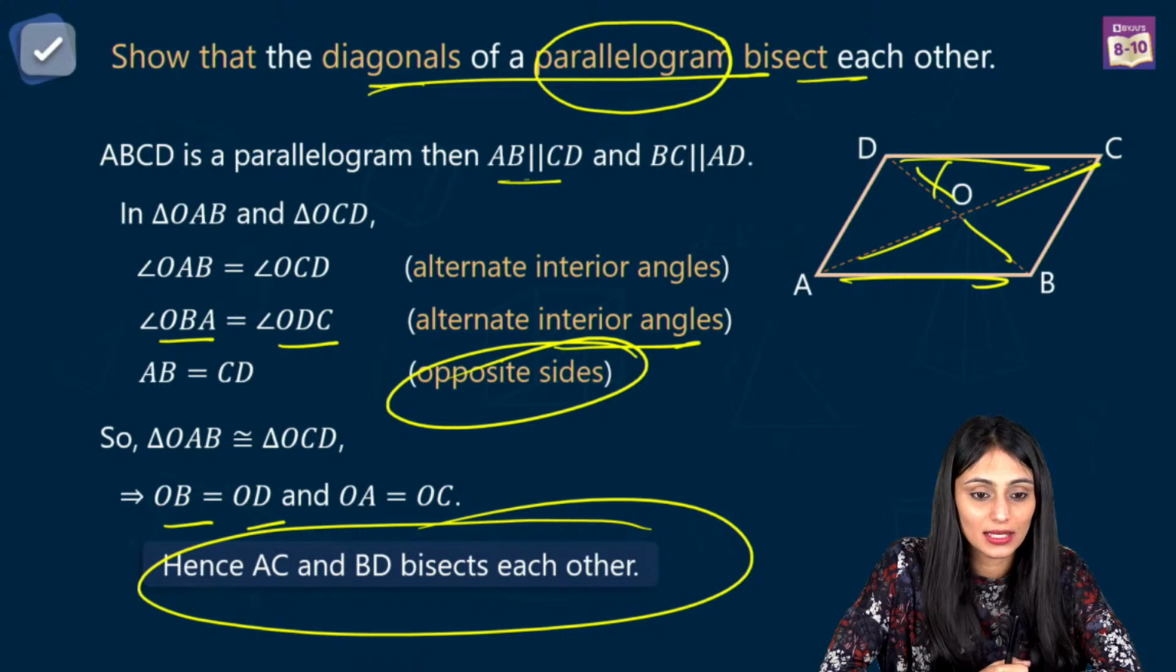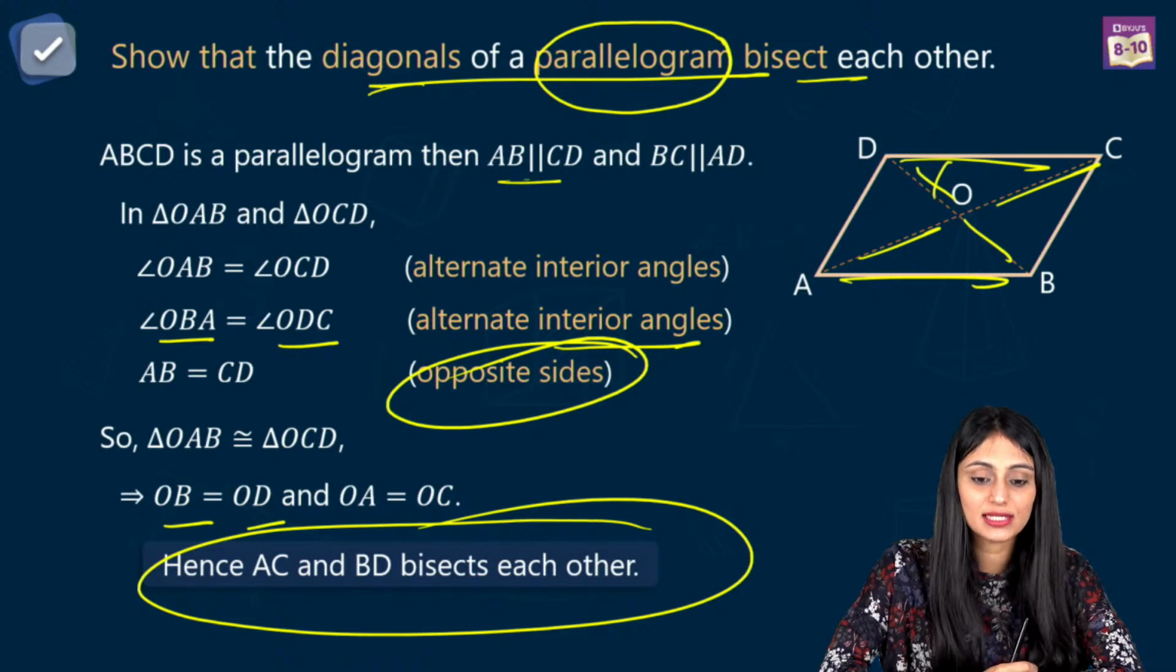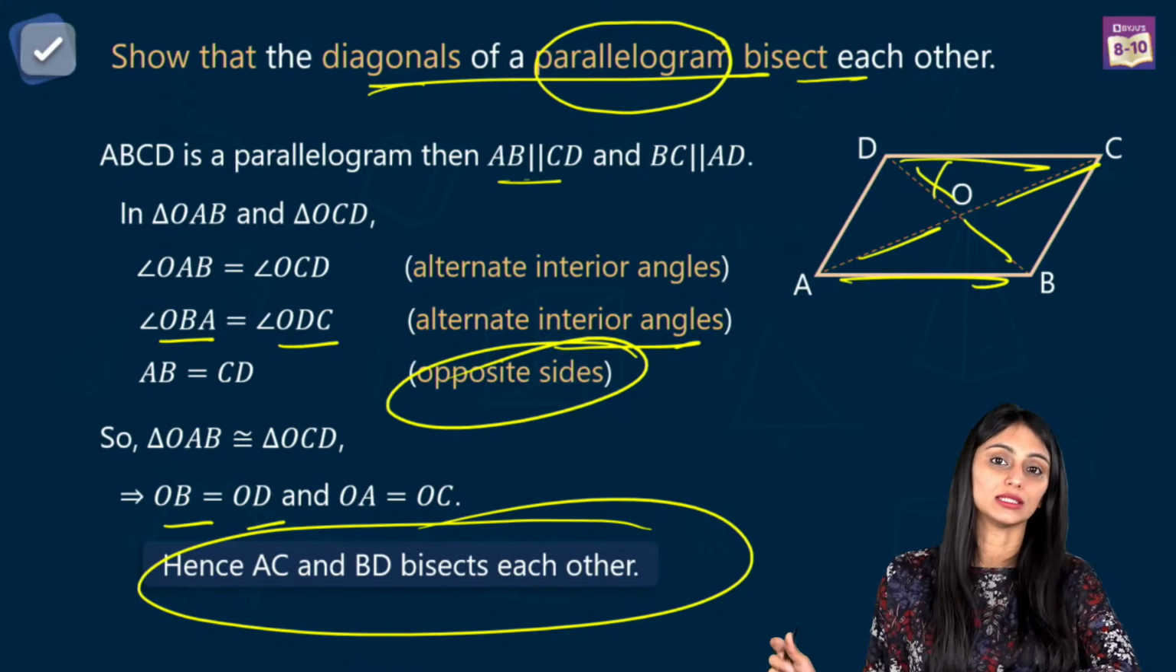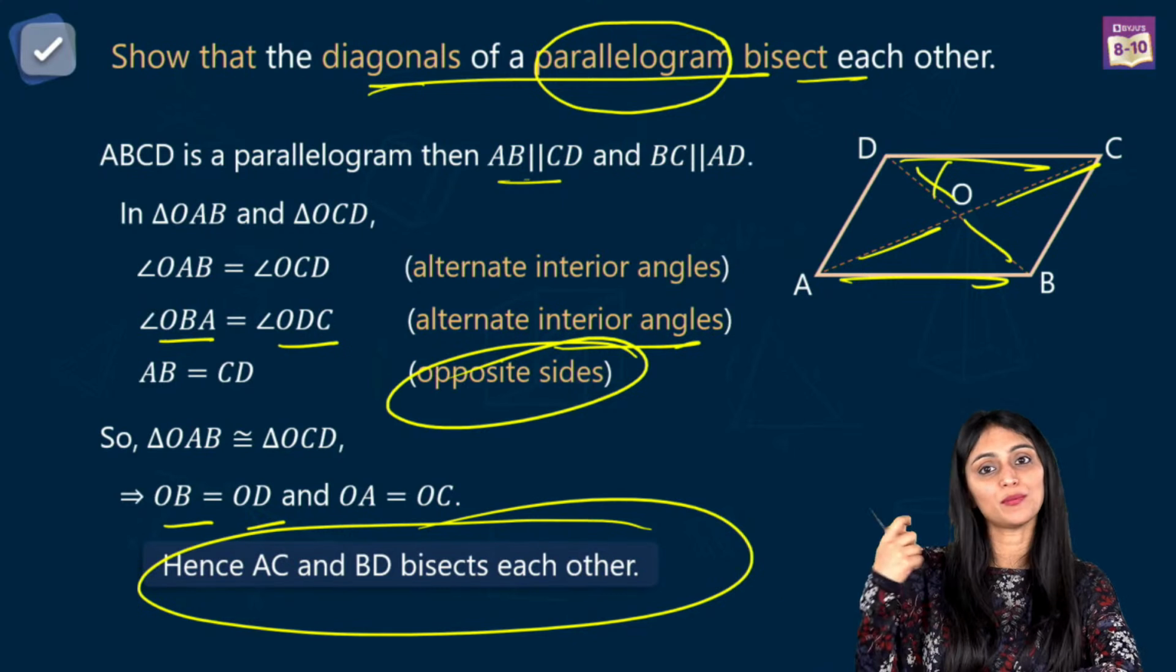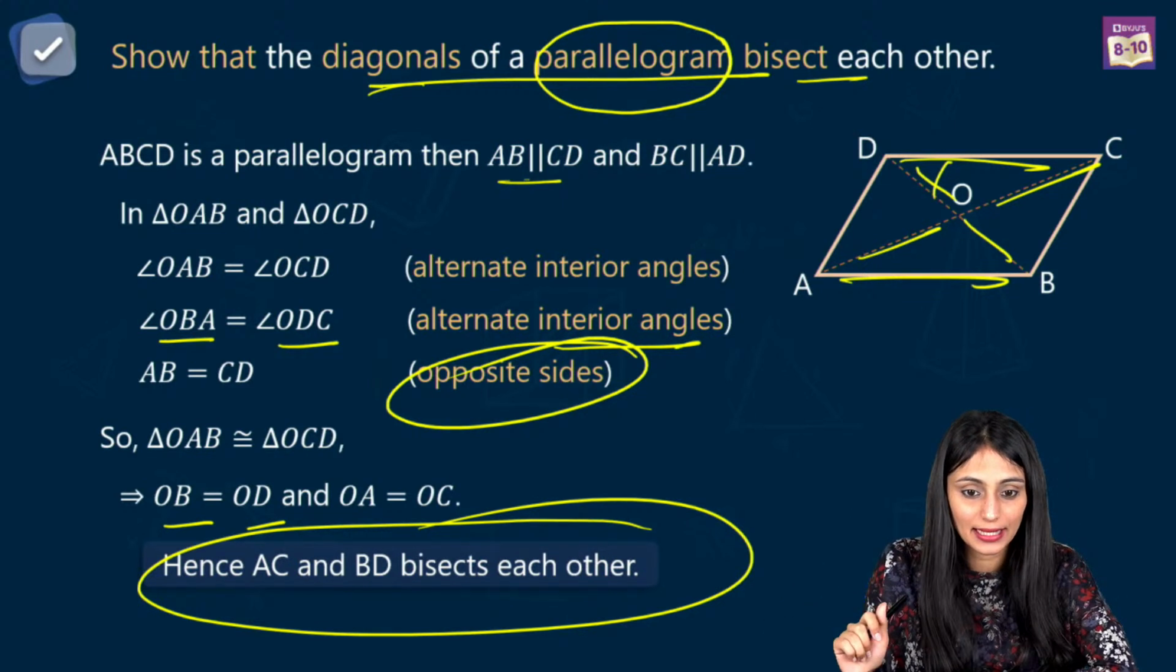Yes, Manimala, ASA. Yes, ASA congruency rule. Alright, so is this clear to all of you how to show that the diagonals of a parallelogram are bisecting each other, right?